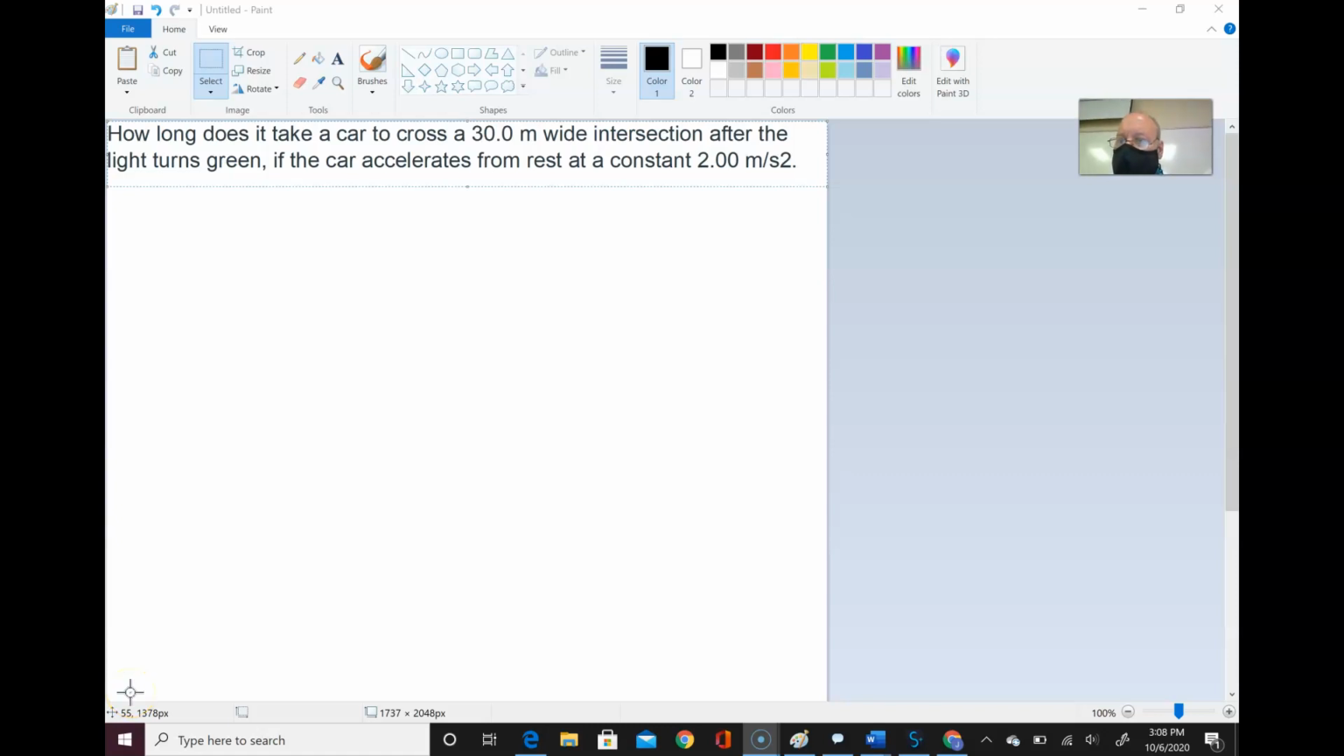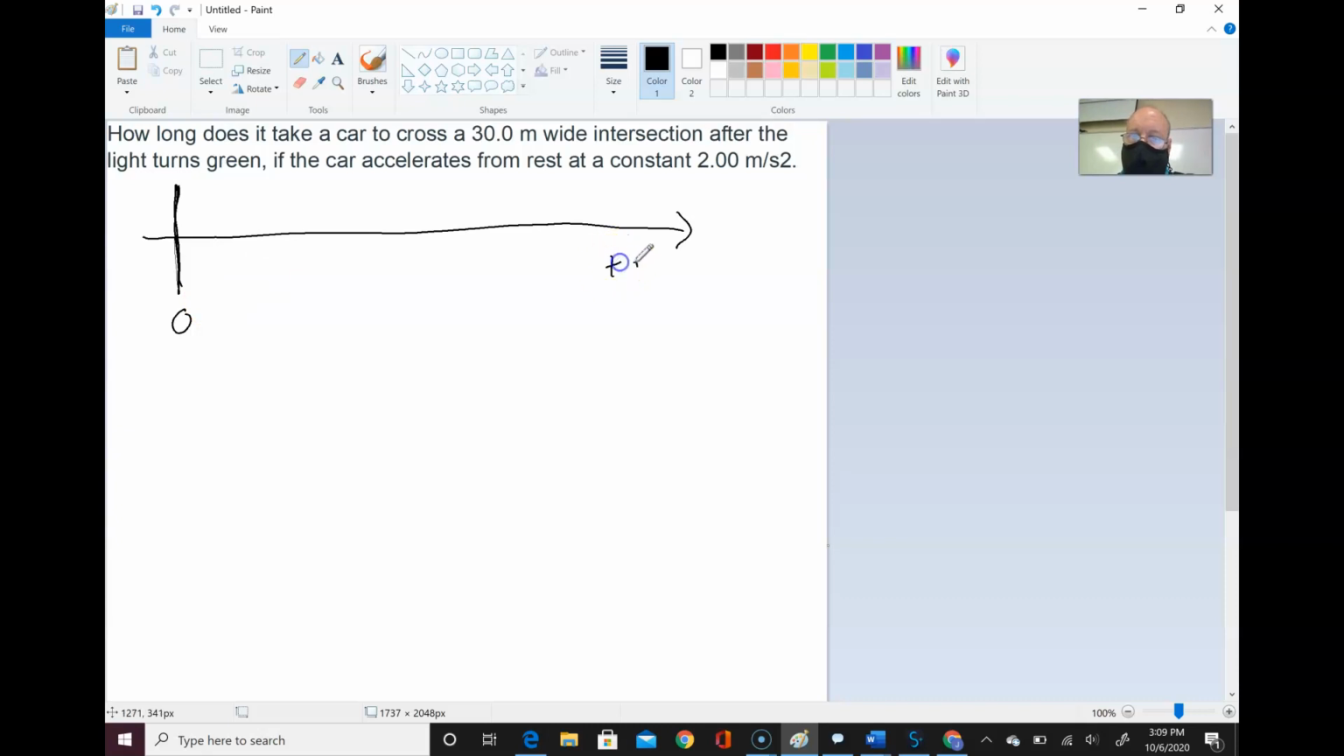Okay, so here's this problem. How long does it take a car to cross a 30-meter wide intersection after the light turns green if the car accelerates from rest at a constant 2.00 meters per second squared? Okay, I'm going to say I don't know how to solve this problem, but I do know a strategy that will lead me through this if I let it. And I'm going to start with that strategy and draw a motion diagram to collect all my information on.